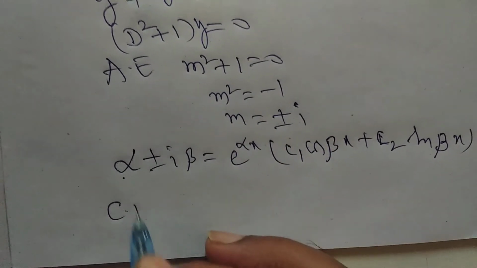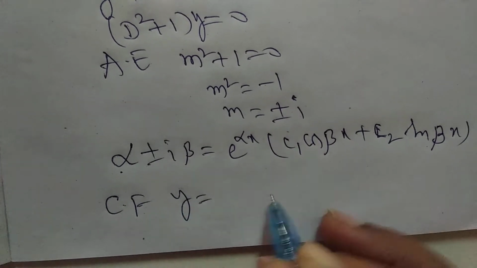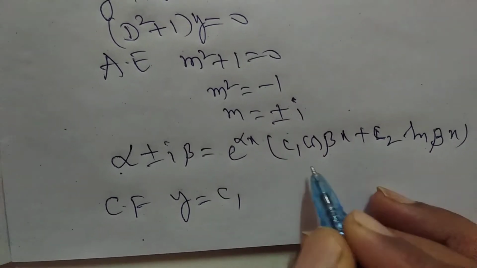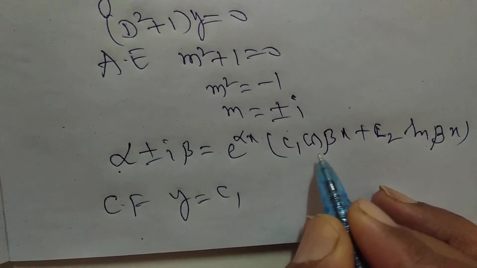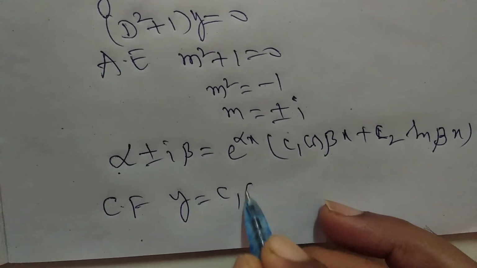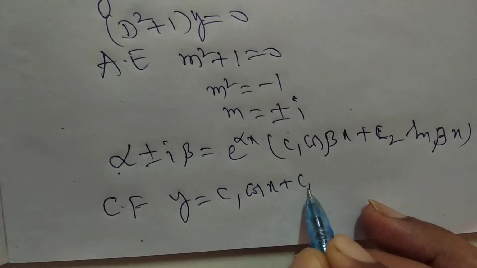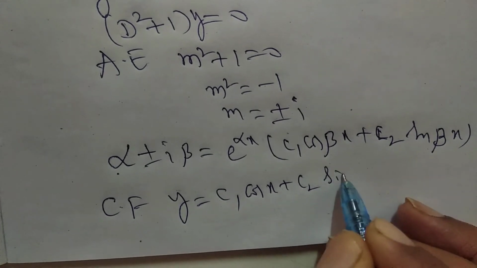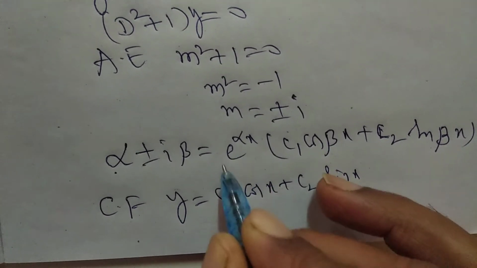So therefore the complementary function: y is equal to c1 cos beta x, where beta is equal to 1, so cos x, plus c2 sin beta x, so that is sin x. Alpha is 0, and e power of 0 becomes 1.